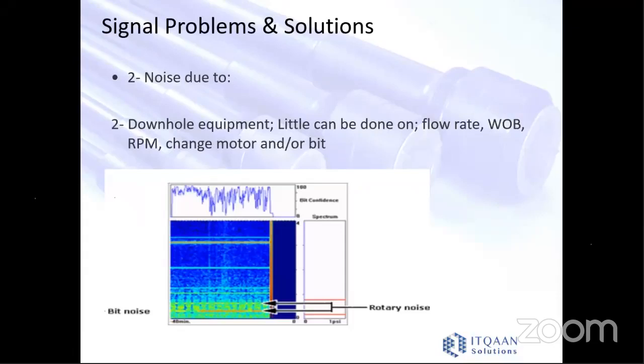Another source of noise is the downhole equipment. If our range of modulation is at low frequency, and we have this kind of noise from the downhole motor or from the downhole BHA, it is actually at low frequency. As shown here, it is also a horizontal line. For this rotary noise, we can play with parameters. We need to minimize this noise. You can play with flow rate, weight on bit, control RPM, or you may need to change the downhole motor RPM.